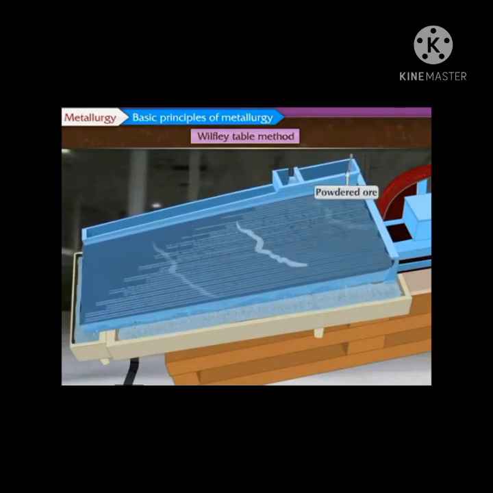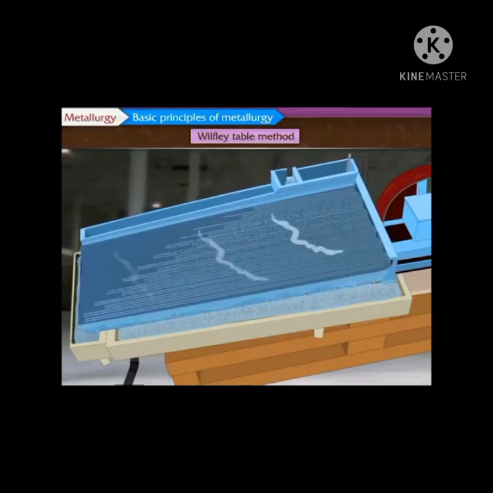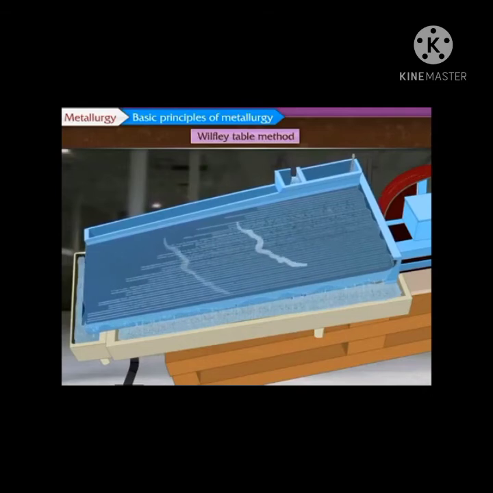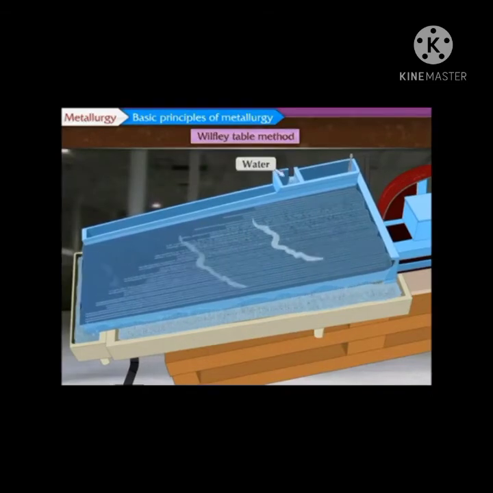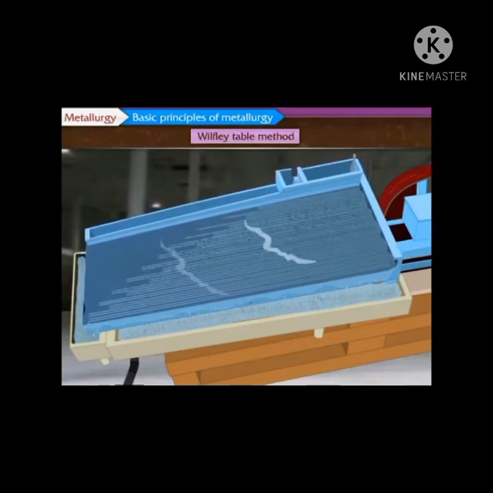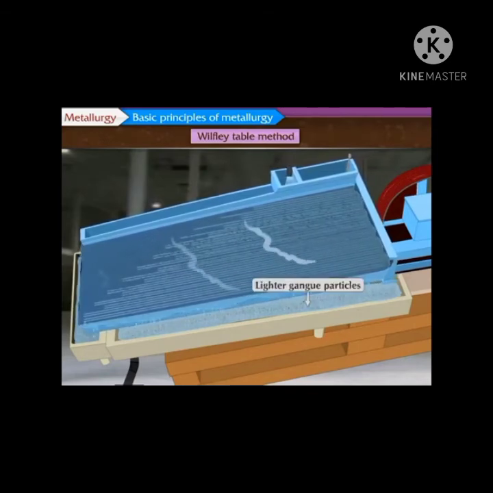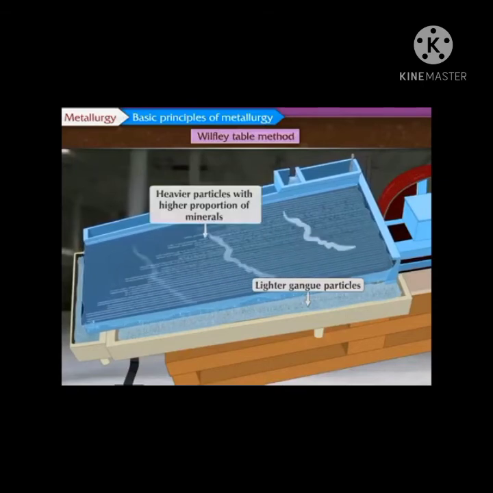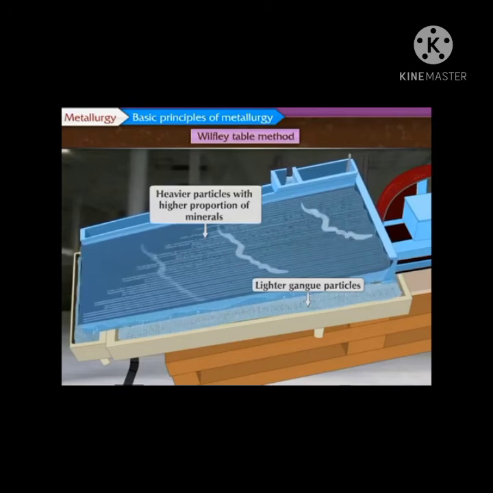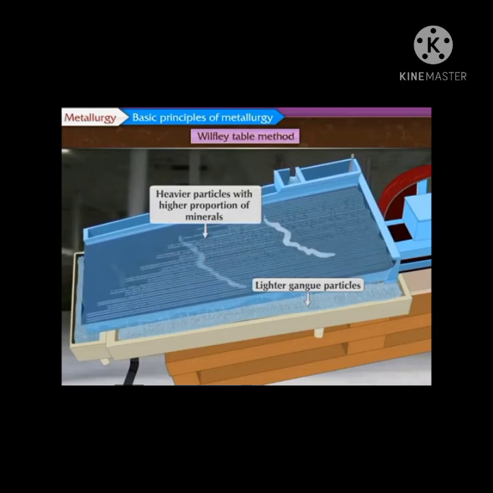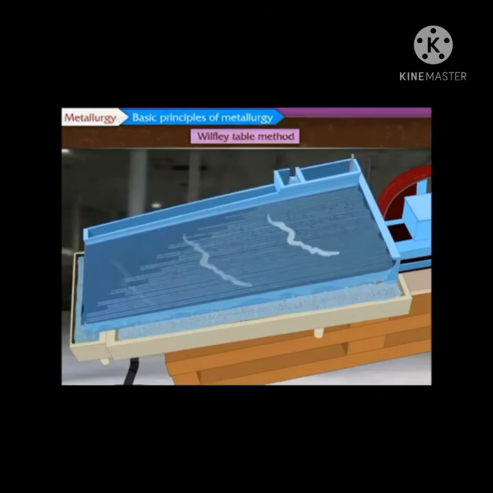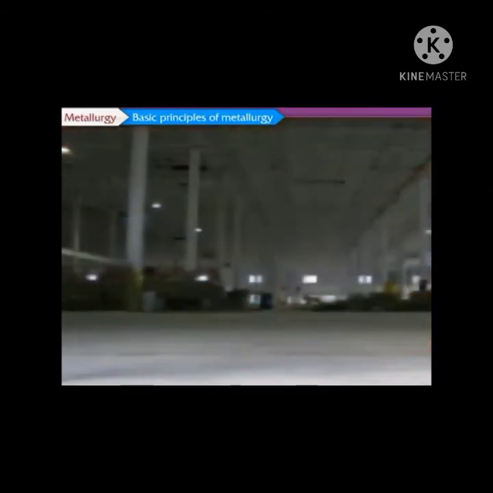The powder ore obtained from lump of ore using a bronze mill is poured on the table. Simultaneously, a stream of water is also released from the upper side. As a result, lighter gangue particles are carried away along with the flowing water, while the heavier particles, which contain a high proportion of minerals and less proportion of gangue particles, are blocked by the wooden wedges and collected between the slits. Second method is hydraulic separating method.